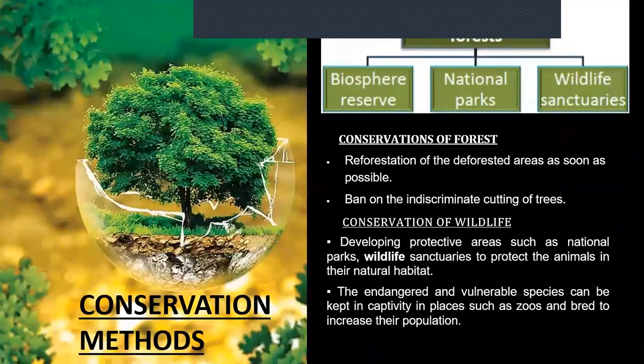In this slide, basically, we are going to see some conservation methods of forest and wildlife. Conservation of forest: reforestation of deforested areas as soon as possible, and a ban on indiscriminate cutting of trees. Conservation of wildlife: developing protected areas such as national parks and wildlife sanctuaries to protect the animals in their natural habitat. The endangered and vulnerable species can be kept in captivity in places such as zoos to increase their population.